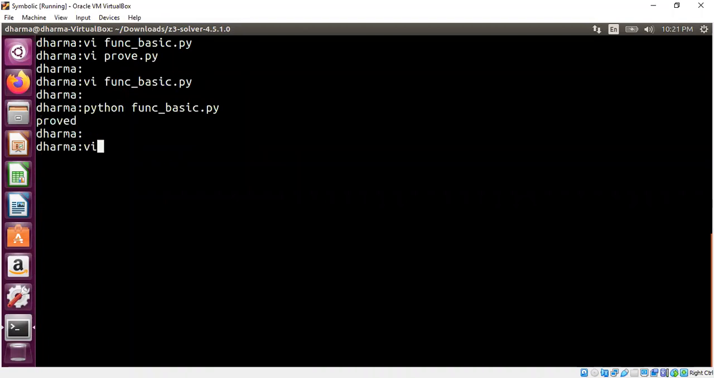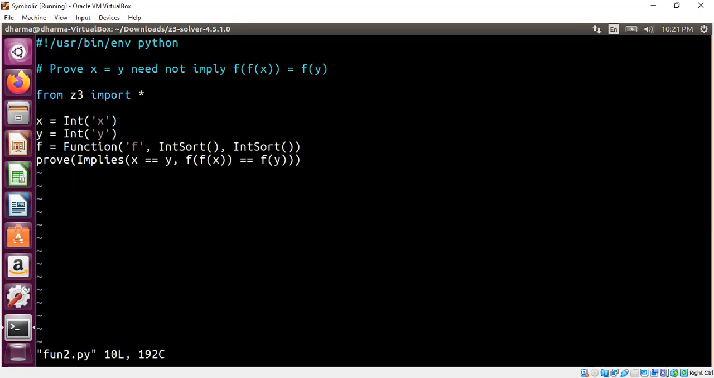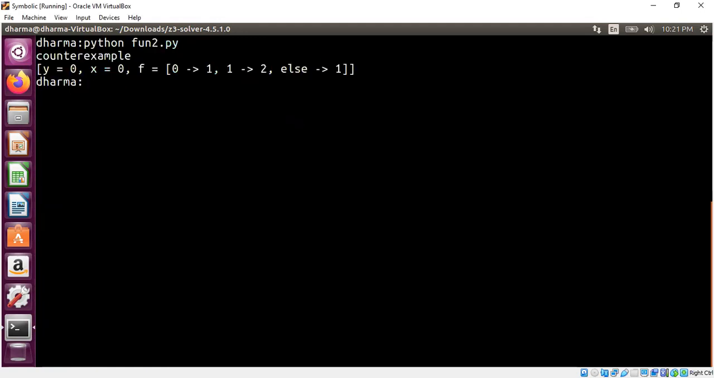Okay, let's take another example where we cannot prove, so we will get a counterexample. Here we are defining a function f. The theorem is that if your x is equal to y, we are saying f of x is the same as f of y. This makes no sense, but we will see whether Z3 can disprove this claim that we are making. Yeah, you get a counterexample.